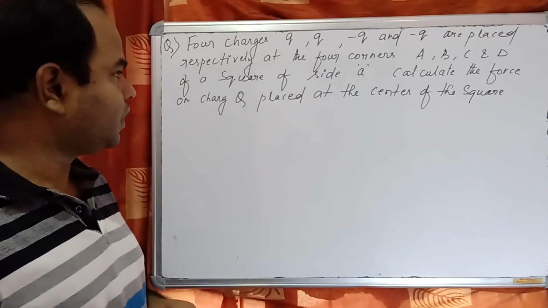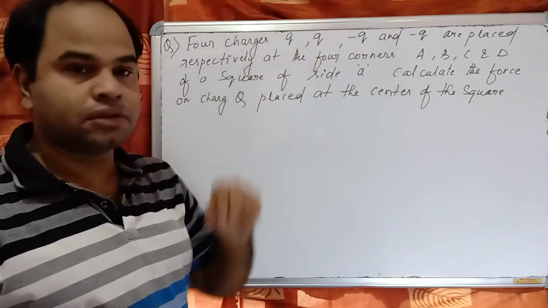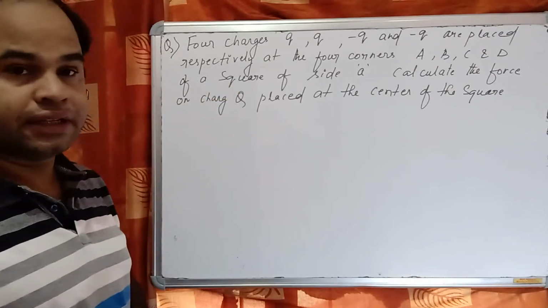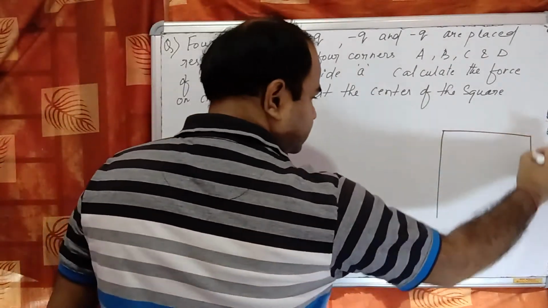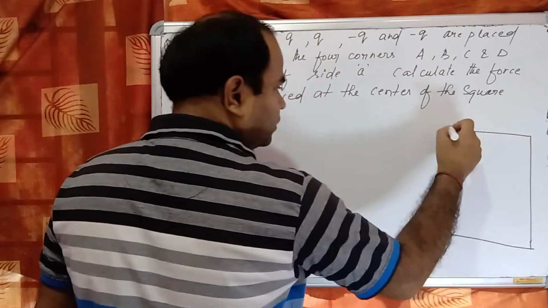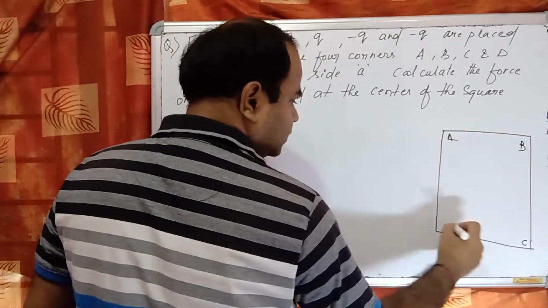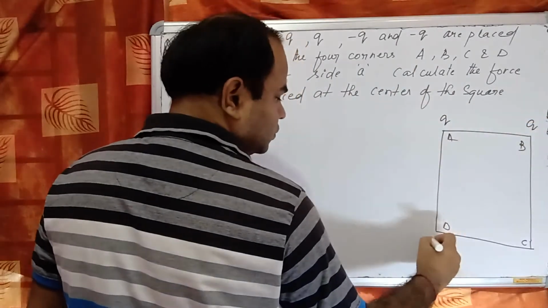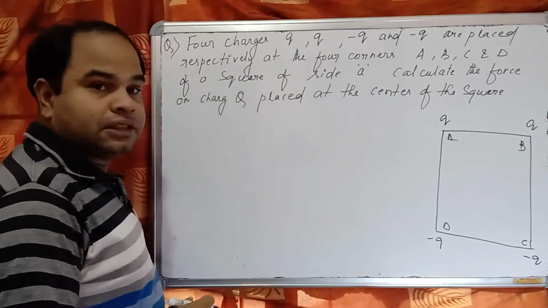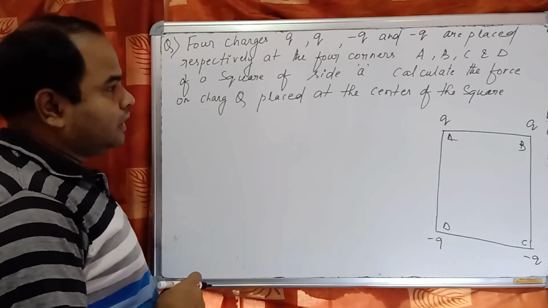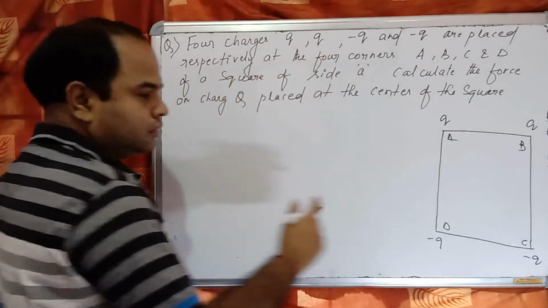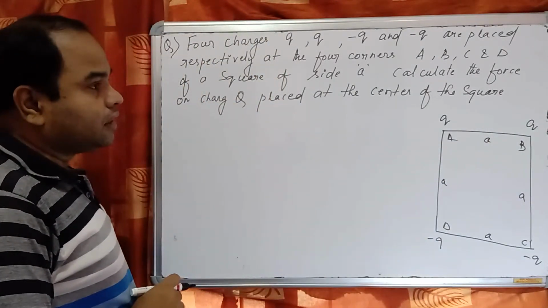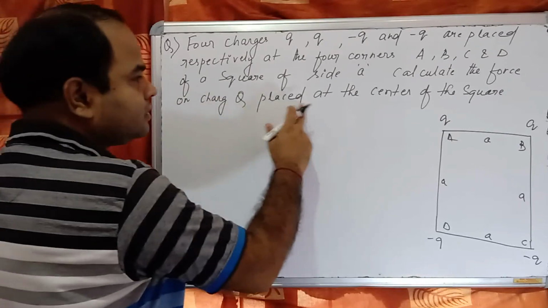Again, four charges Q, Q, minus Q and minus Q are placed at the four corners A, B, C, D of a square of side A. So let us say the square is A, B, C, D, and the four charges, this is Q, this is Q, this is minus Q and this is minus Q, are placed at the four vertices. The square has side length A, and we calculate the force on charge Q placed at the center of the square.